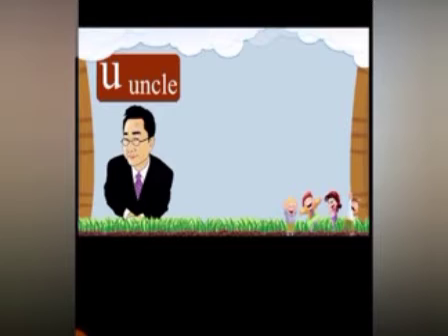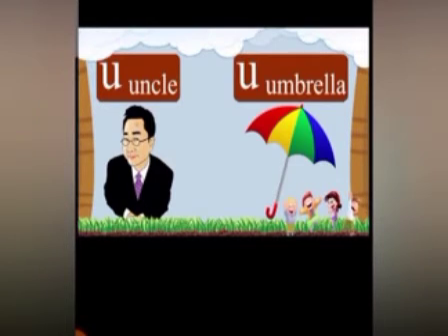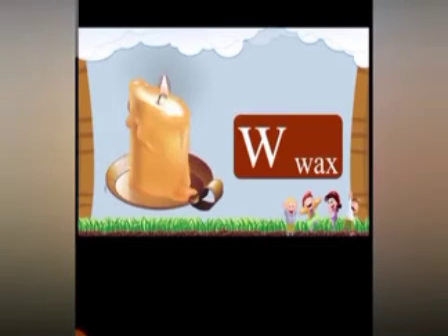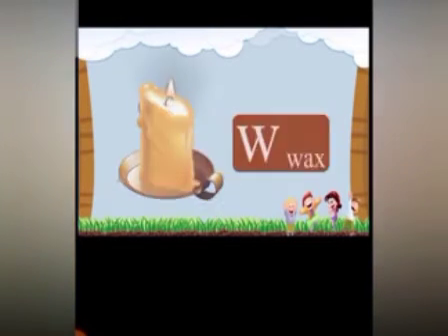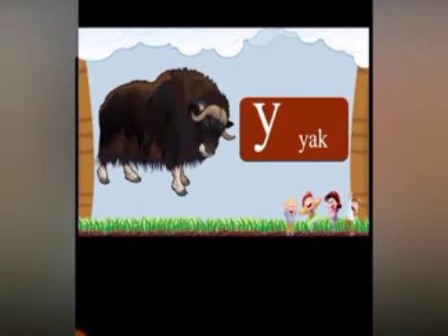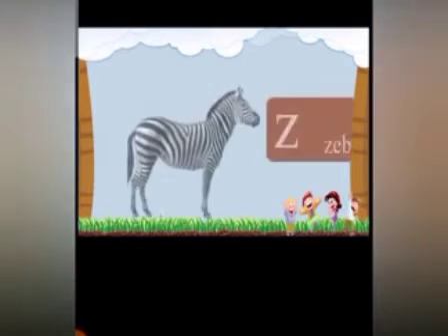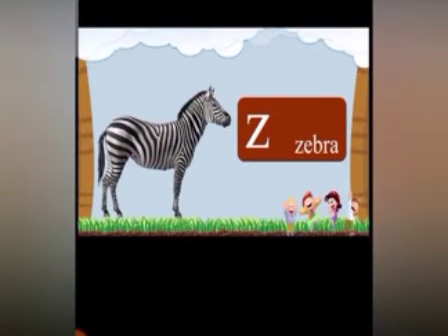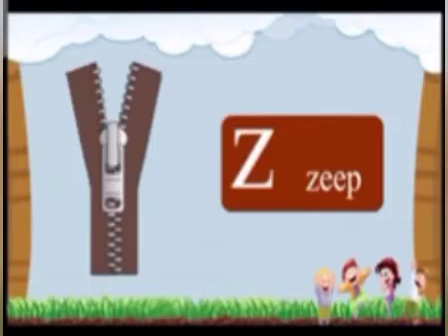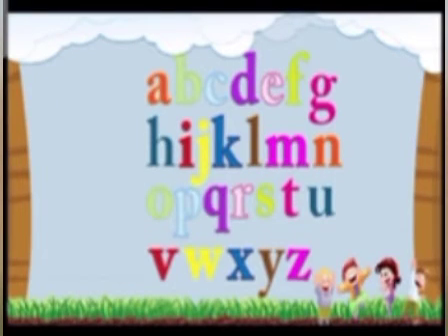U. U for uncle and umbrella. V. V for van. W. W for wax. X for X-ray. Y for yak. Z for zebra. Z for zip. So these are the small letters.